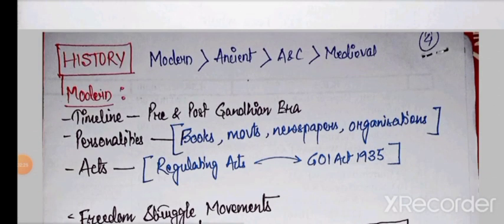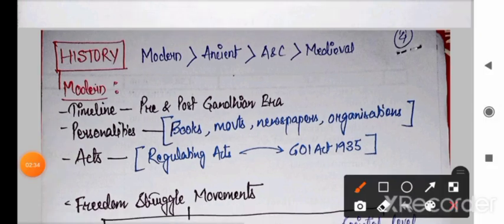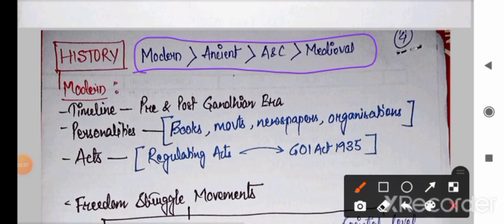In history, there are four parts: modern history, ancient history, medieval history, and art and culture. This is the priority order you should have. Modern history first priority, ancient second, art and culture third, and medieval the fourth one.